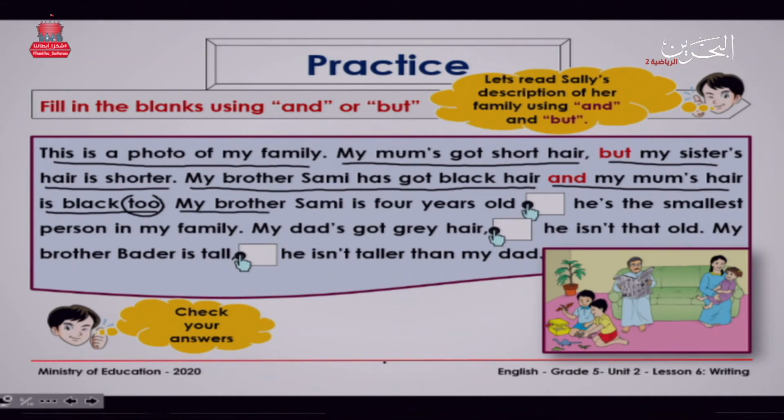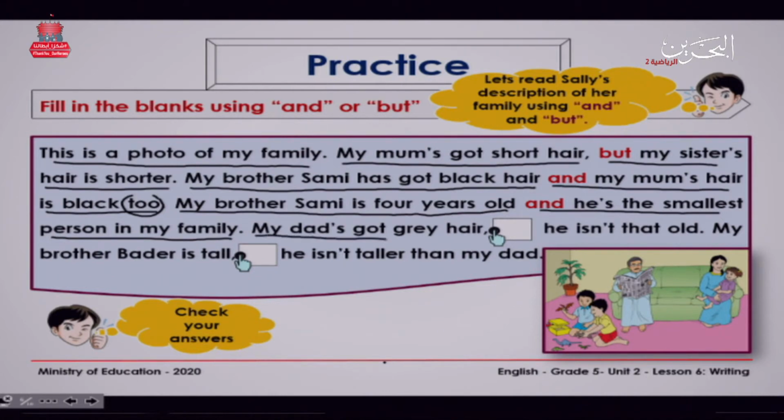My brother Sammy is 4 years old. What did you write? And he's the smallest person in my family. Here we have more information. We added information.